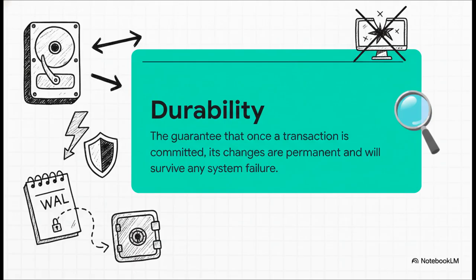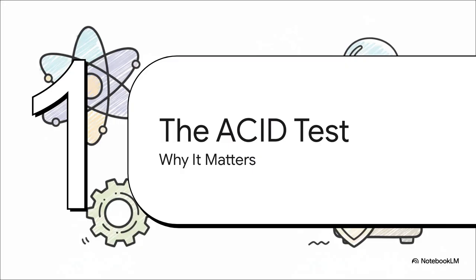And finally, we have D for durability. And this is probably the most straightforward promise of them all. It simply means that once the database gives you the thumbs up and says a transaction is committed, that data is safe, period. It's been written to something permanent, like a hard drive, and it's going to survive a power outage, a system crash, anything. That's the guarantee. So that's the whole shebang.